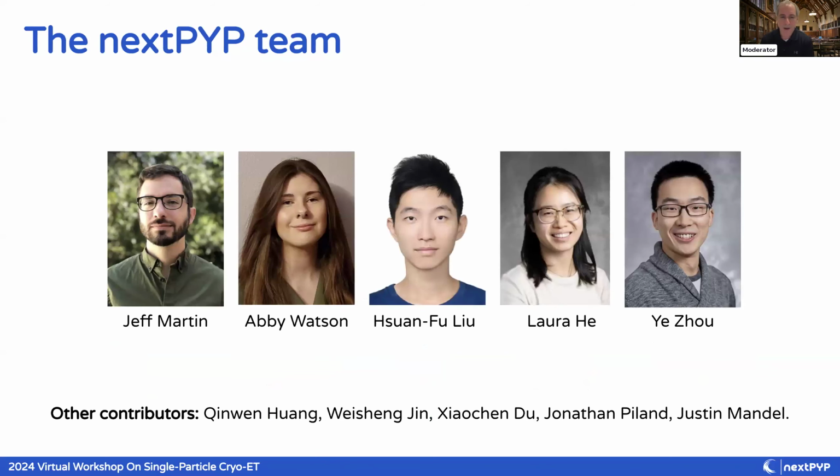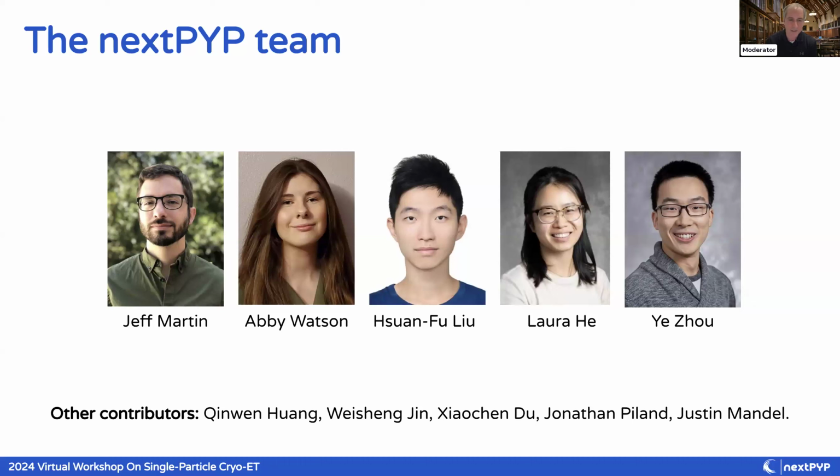I want to start off by telling you a little bit about the team behind nextPYP, and put some faces in here in the order in which you're going to see them in the workshop. So Jeff Martin is a research associate in the lab. Abby, who you just met, is a PhD student. Shanfu, also a PhD student, soon to be PhD next week. Laura, also a PhD student from computer science, and then Yi, who is a research associate in the lab as well.